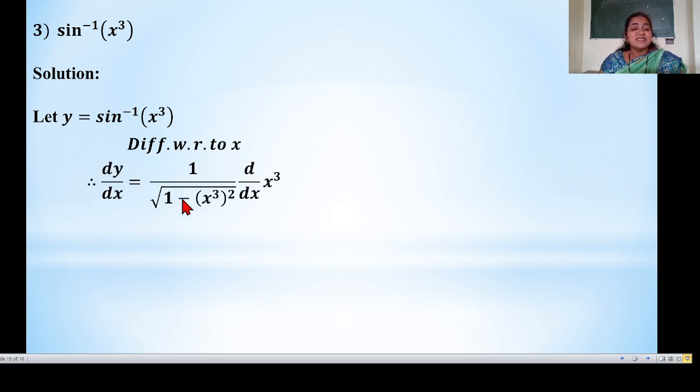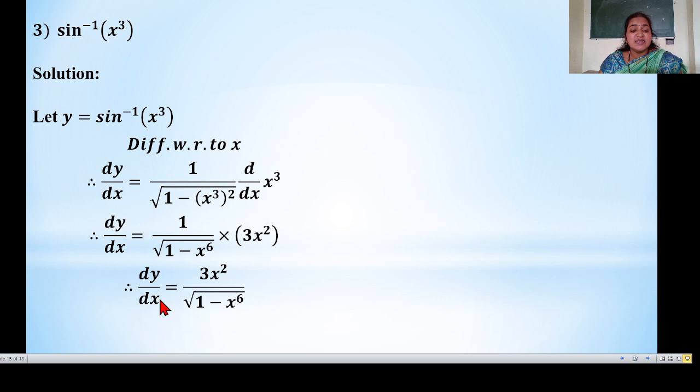So dy by dx is equal to, first we find the derivative of sine inverse, which is 1 upon square root of 1 minus x square. So which is 1 upon square root of 1 minus (x cube) whole square, multiplied by the derivative of this term. So derivative of x cube with respect to x. Now multiply these two powers. So dy by dx is equal to 1 upon square root of 1 minus x raised to 6, multiplied by the derivative of this term which is 3x square. So we get the final answer: dy by dx is equal to 3x square divided by square root of 1 minus x raised to 6.